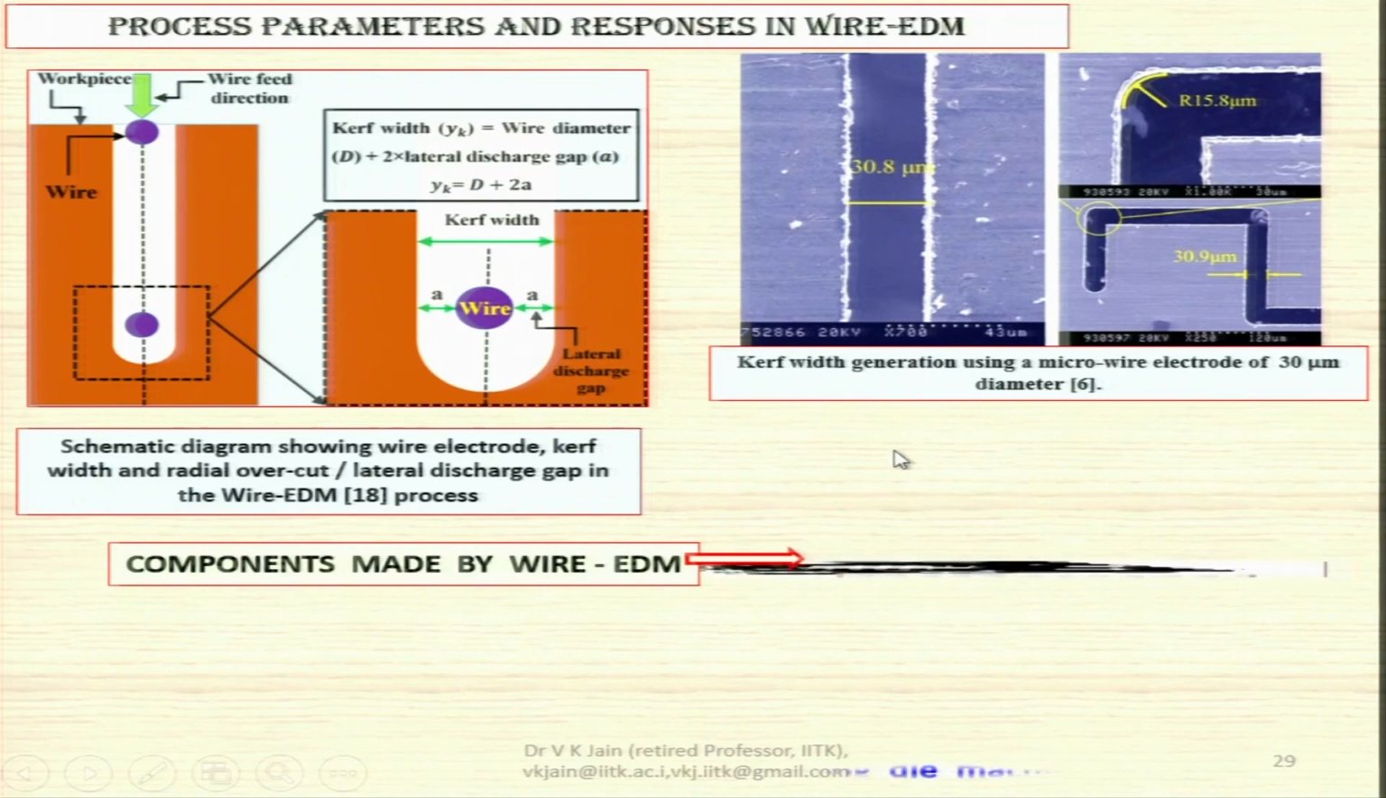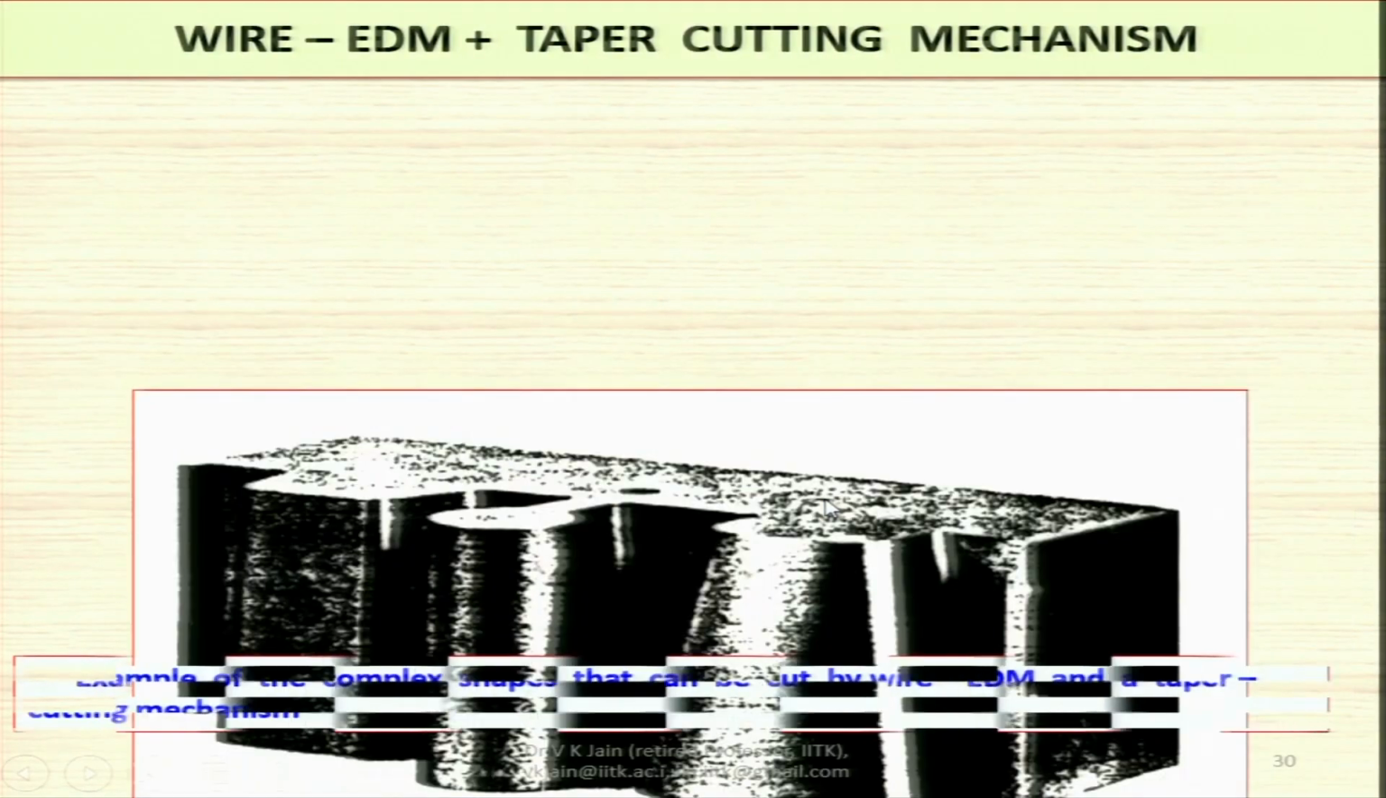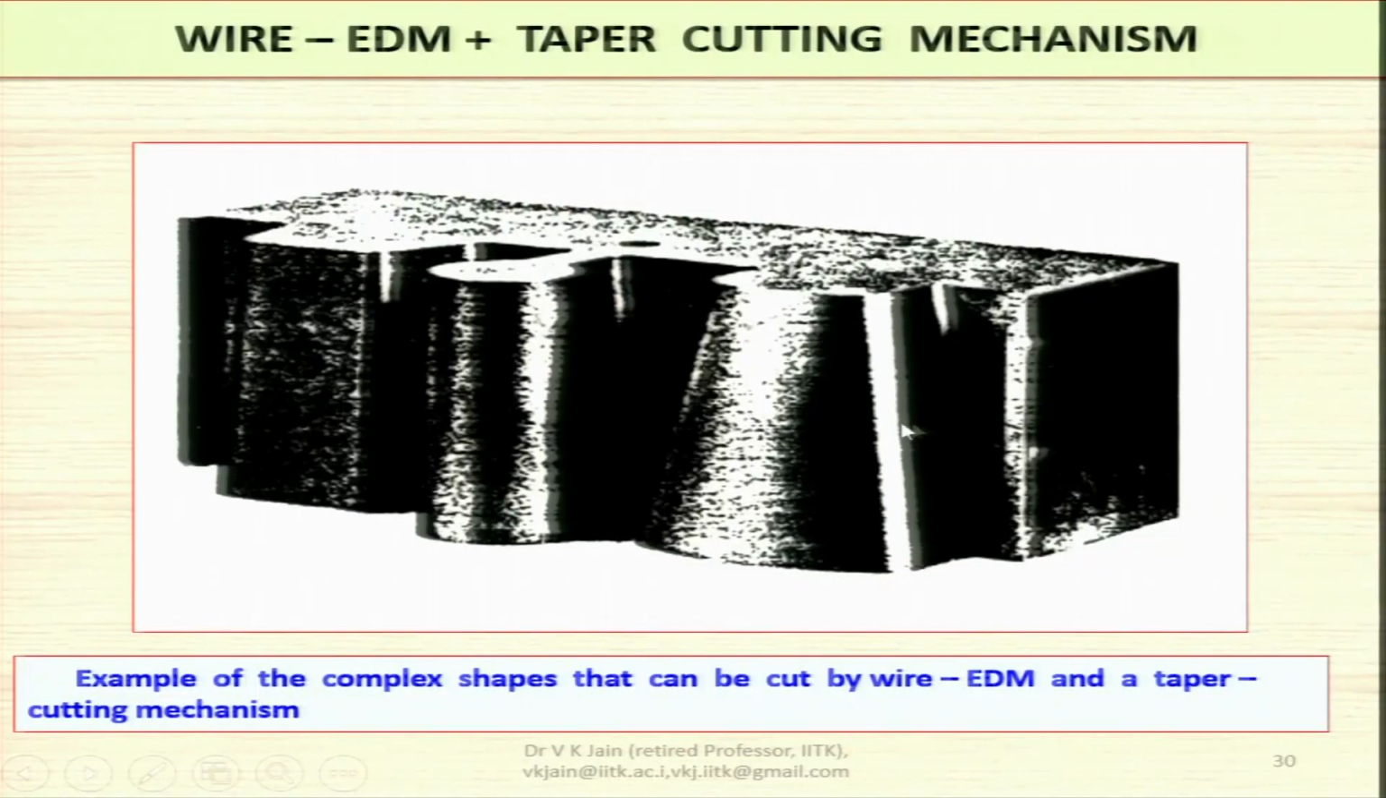Components made by wire EDM, you can see over here. These are some of the components that have been made by a wire EDM process, that is stator core, stamping die machined by wire EDM. They can be made by other processes also, not necessarily on wire EDM, but the wire EDM process can also be used for that purpose. Wire EDM taper cutting mechanism.